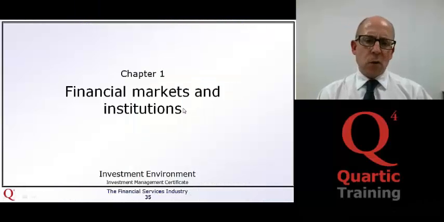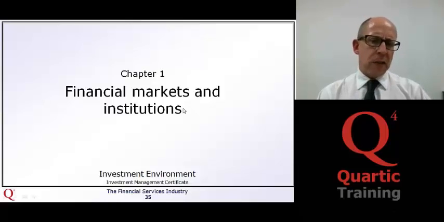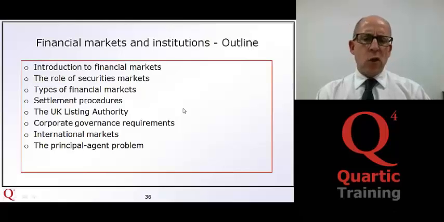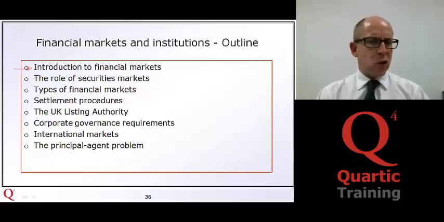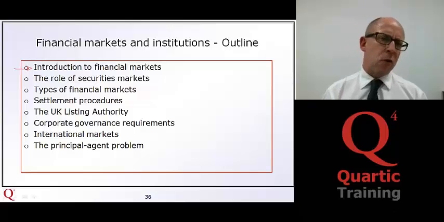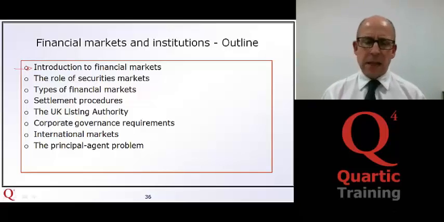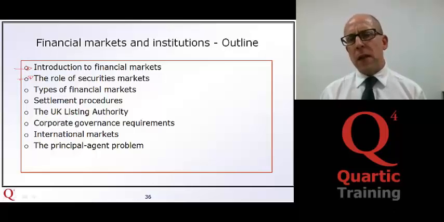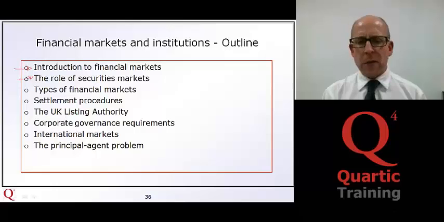Chapter 1 of the syllabus looks at financial markets and institutions. First of all, we're going to look at the financial markets themselves, looking at the key role they play, of course, in financial intermediation, the means by which capital finds its way from savers, those that have a surplus of capital, and how it finds its way to those that need the capital, firms that might be able to generate a return for investors. We'll look at the role of securities markets themselves in terms of packaging up, really, the claims on corporate and government cash flows for investors.